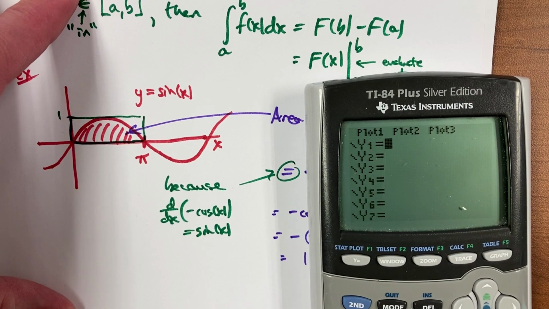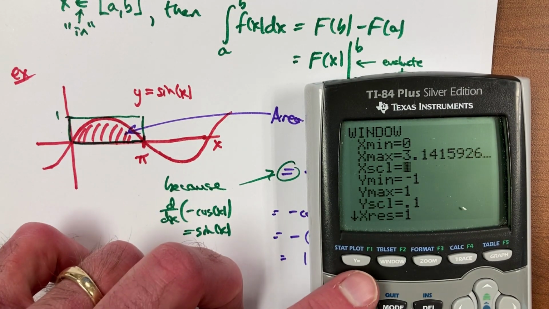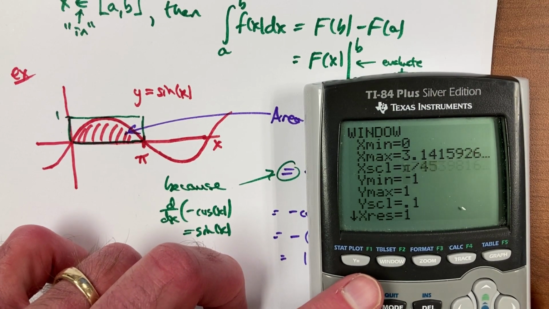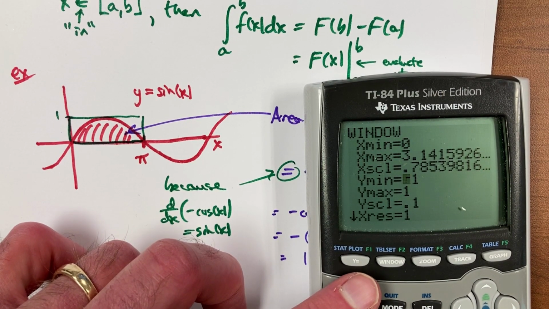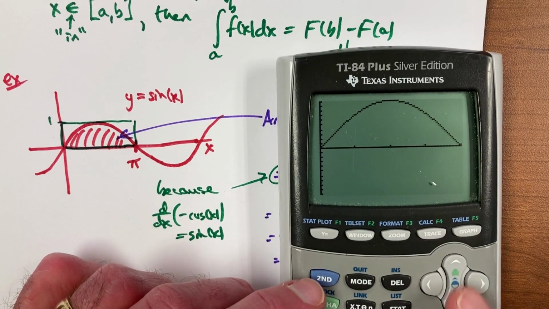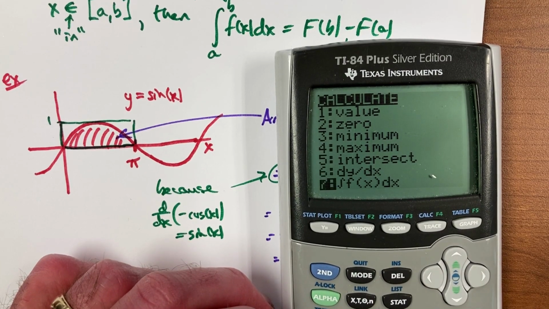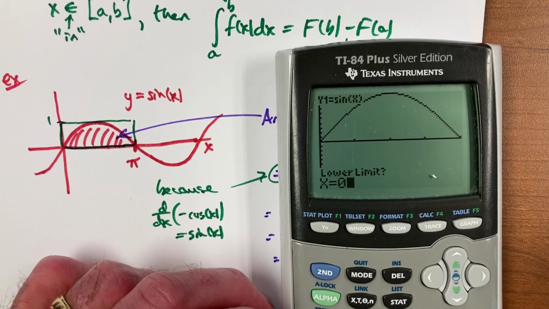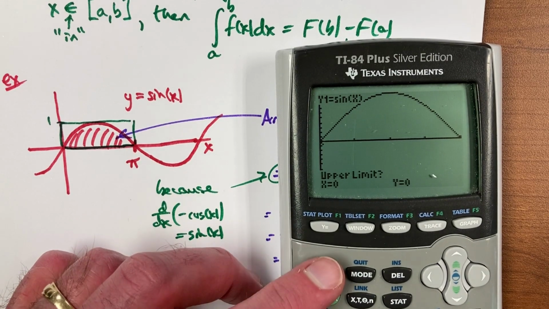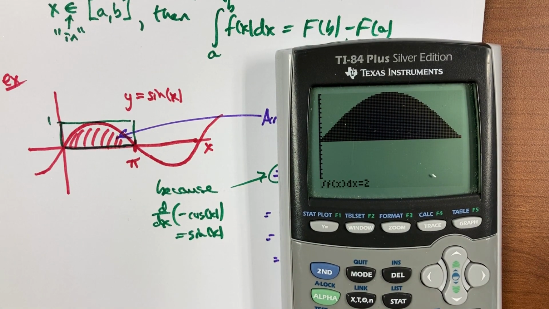Anyway, go to your y equals screen, plug in sine of x. 0 to pi. I can make my x scale, for example, pi over 4. Y going from -1 to 1 is fine. Graph it. There's that first arch of the sine function. Go to the calculate menu above the trace button here on mine. And number 7 is an integral. The lower limit of the integral is 0. The upper limit is pi. It calculates the area to be 2. There it is.